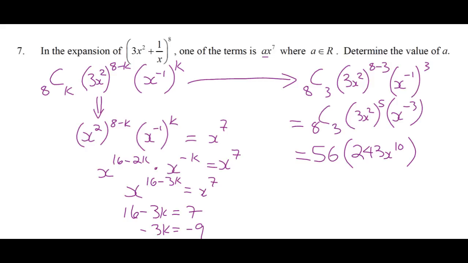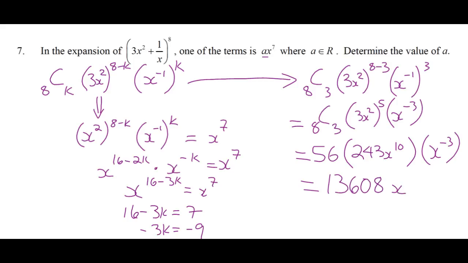So it's 3 to the 5th, 243, x to the 10th, right, power to a power. And what's this? This is just x to the negative 3. Okay, definitely use a calculator. What's 56 times 243? 13,608. 13,608? Okay, and what have I got with my x going on here?